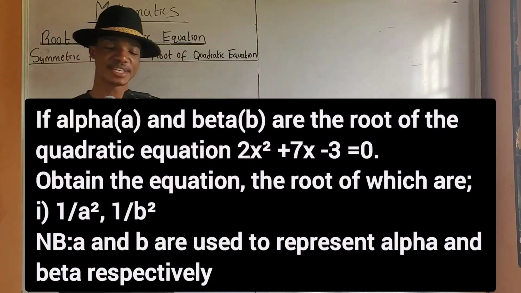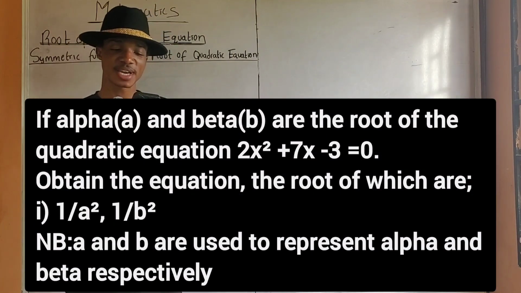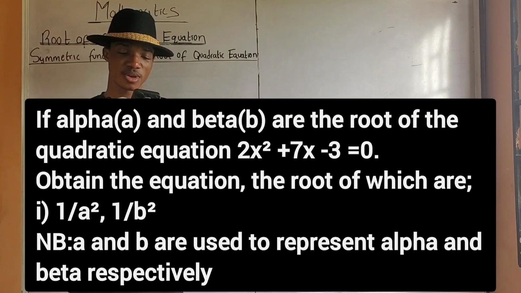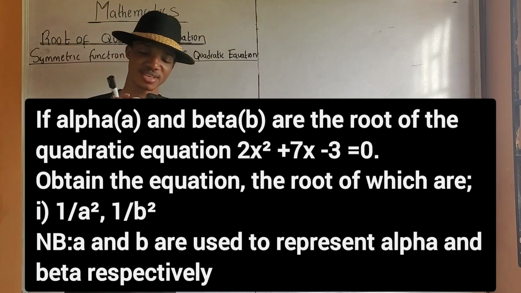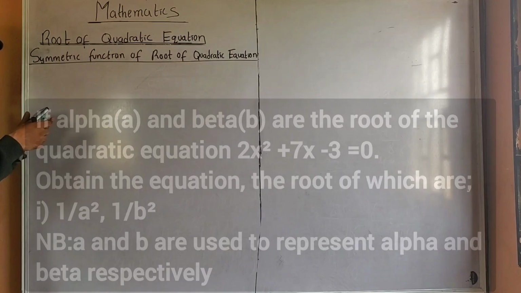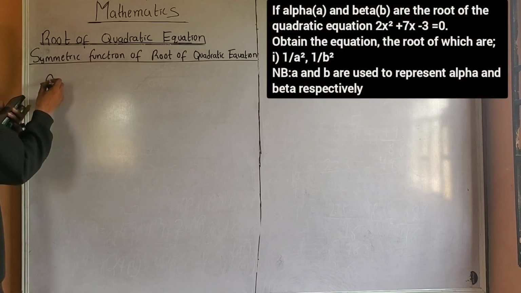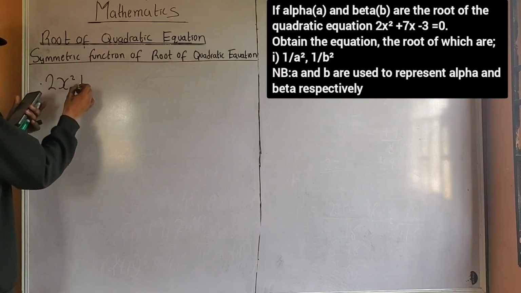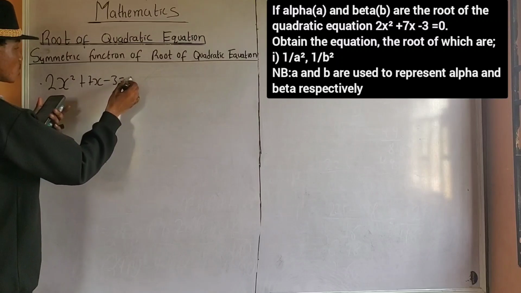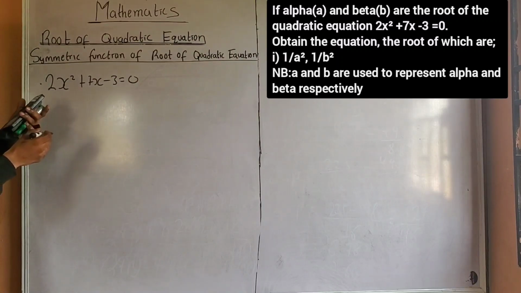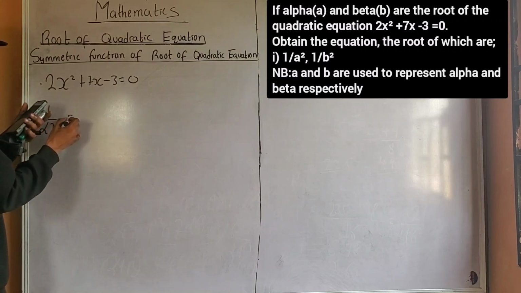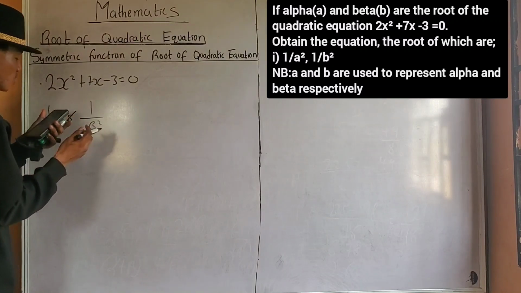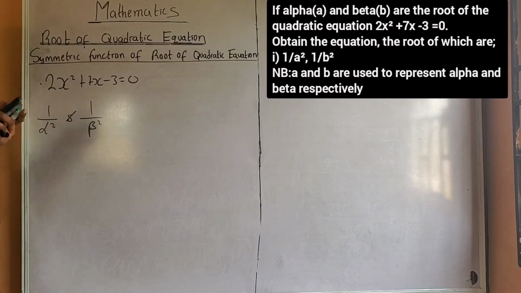If alpha and beta are the roots of the equation 2x² + 7x − 3 = 0, obtain the equation whose roots are 1 over alpha squared and 1 over beta squared. Okay, we are given that alpha and beta are the roots of the quadratic equation 2x² + 7x − 3 = 0. Now we are asked to find the equation whose roots are 1 over alpha squared and 1 over beta squared. Okay, now how can we solve the question?